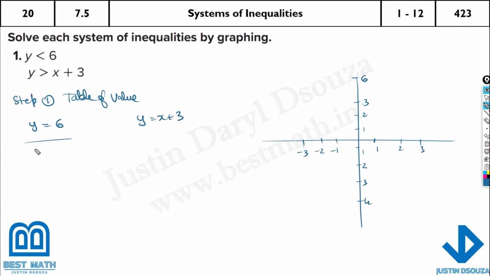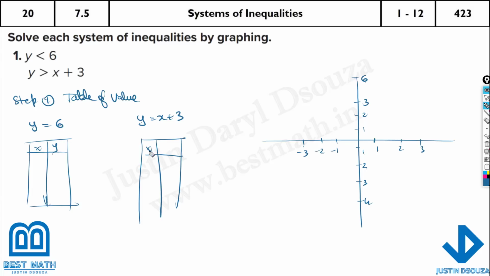And how do you graph? We have done this before. X and y values, isn't it? A table with x and y. Take some values and you can graph it up. Same thing over here. You can take some values, x and y, and graph it up. Now I'm not going to take many values, just a few, just to understand the points.